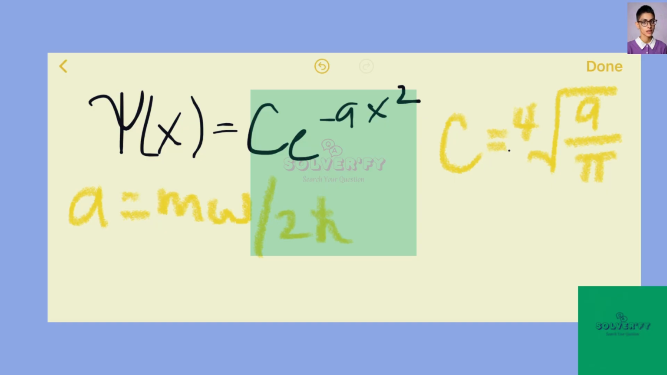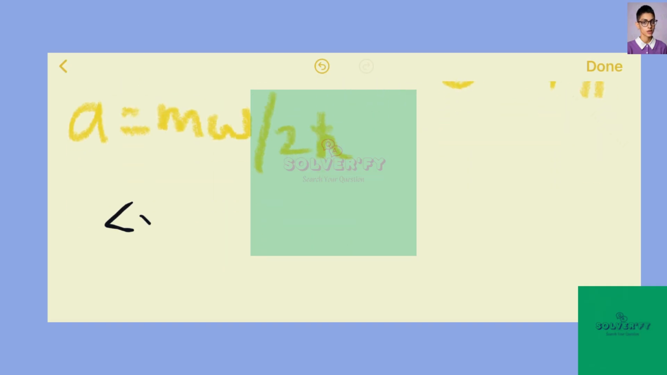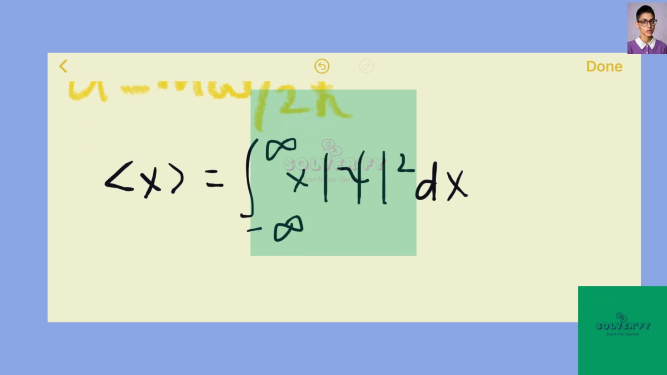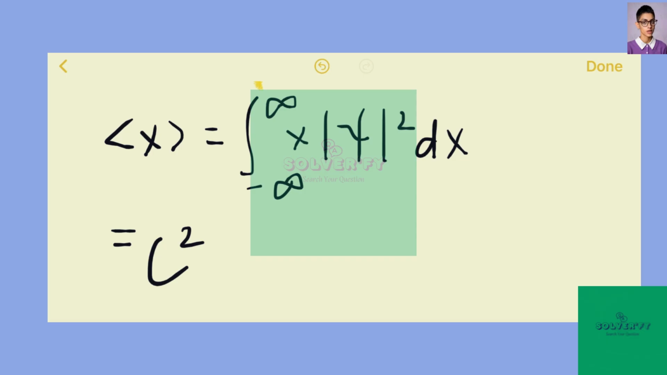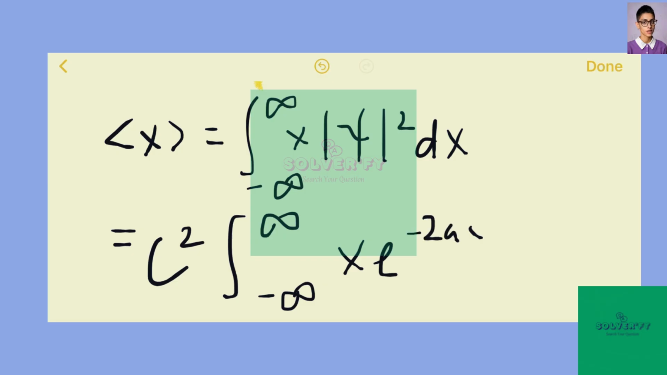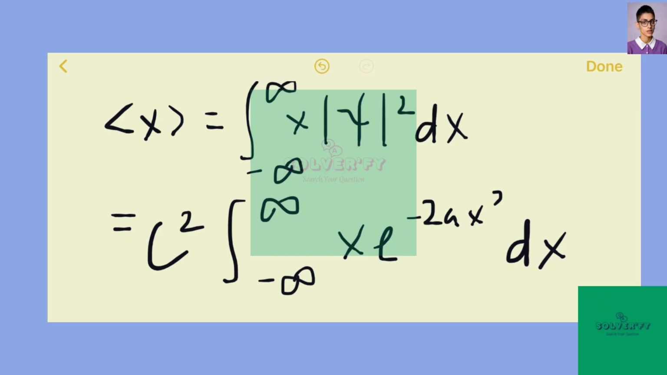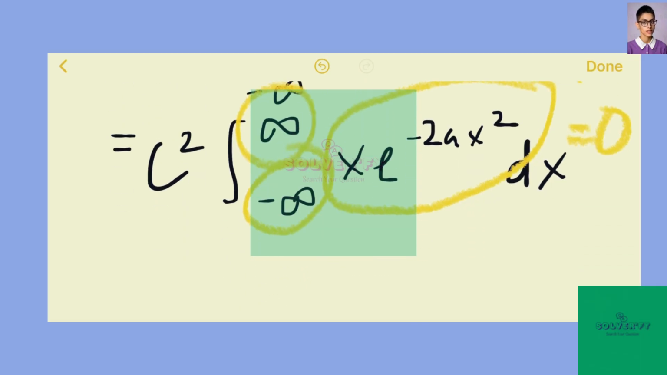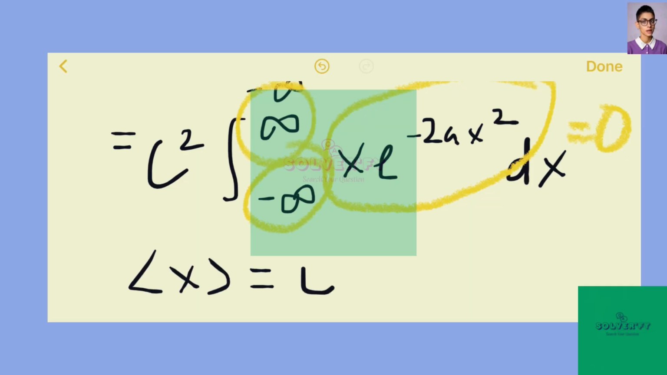Okay, so to find the expectation value of x, the expectation value of x is equal to the integral from negative infinity to infinity of x mod psi squared dx. This is equal to c squared, the integral from negative infinity to infinity, x e to the negative 2 a x squared dx. Okay, so we could solve this integral, or we could notice that the function is odd, and we have an odd function over an even interval. So this integral is equal to 0. Therefore, the expectation value of x is equal to 0.